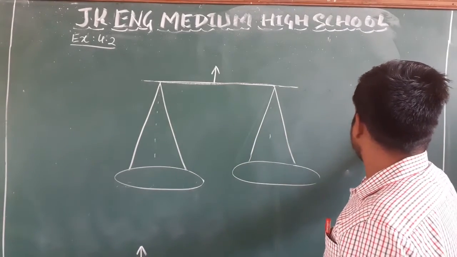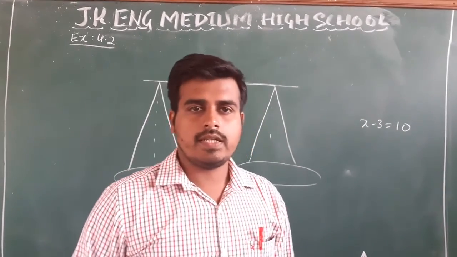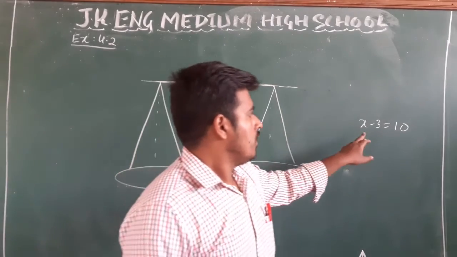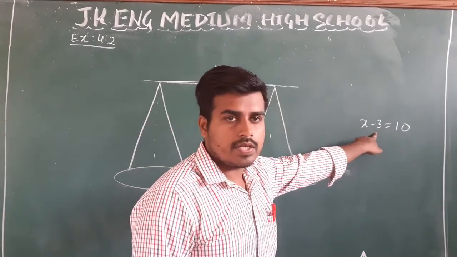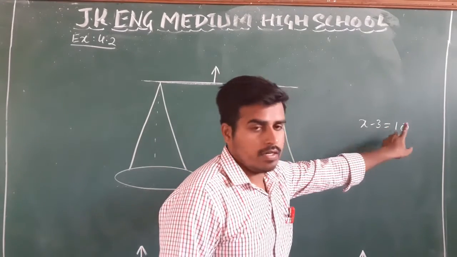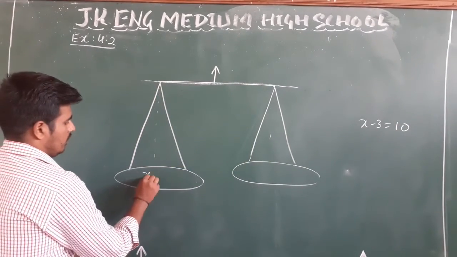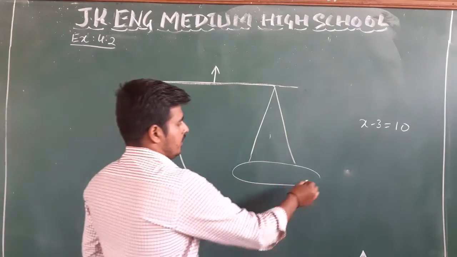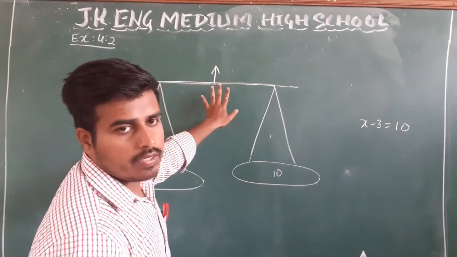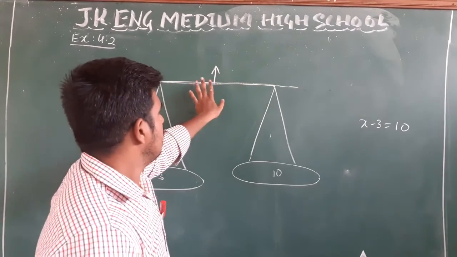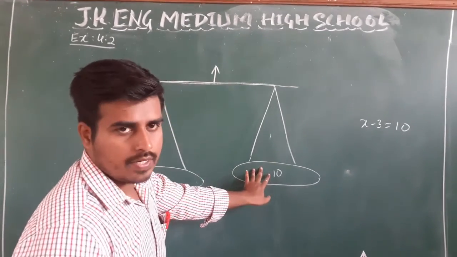x minus 3 equal to 10. It is an equation, a simple equation. Why can you call this an equation? Because one variable is there, LHS is present, equality sign is there, and RHS is there. What it shows: if you put x minus 3 on one pan and 10 on another pan, the weighing pan will be in equilibrium. Means both are the same. x minus 3 is equal to 10.